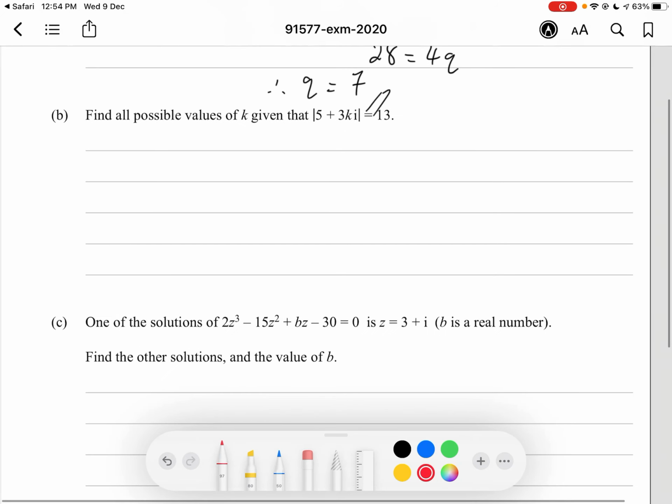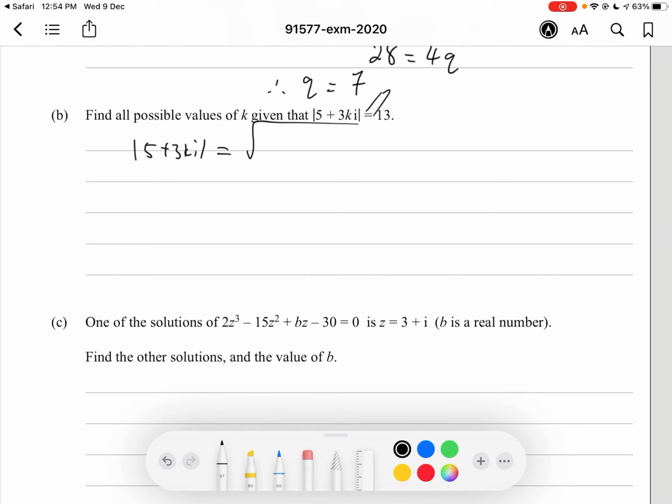Find all the possible values of k given that the modulus of 5 plus 3ki equals 13. So the modulus of 5 plus 3ki can be given by the square root of 5 squared plus (3k) squared.